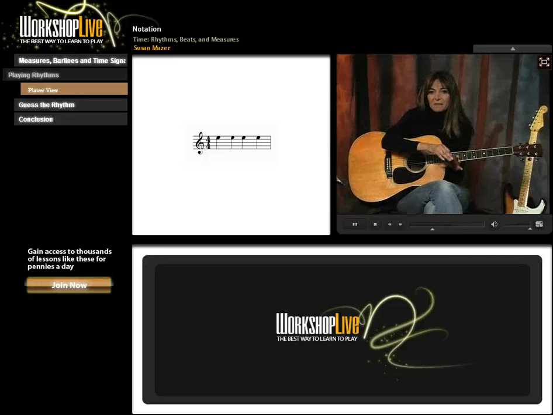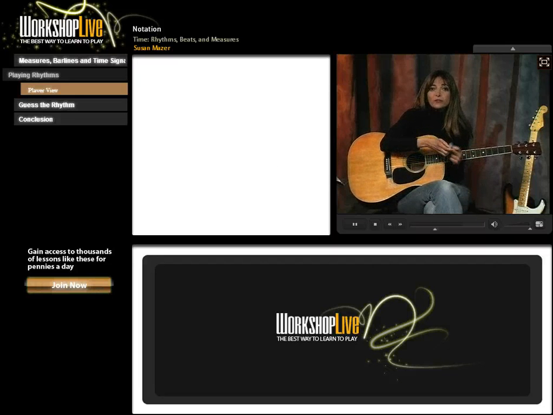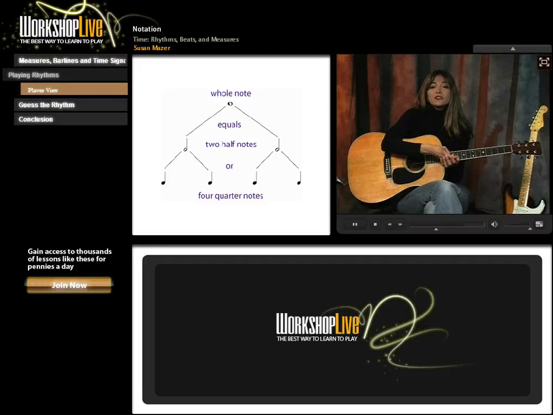If we go back to thinking about that pizza, dividing it into 4 parts gives us 4 quarters of a pizza. There are 4 quarters in a whole note. In a measure with 4 beats, you may see 4 quarter notes, a half note and 2 quarters, 2 half notes, or a whole note.